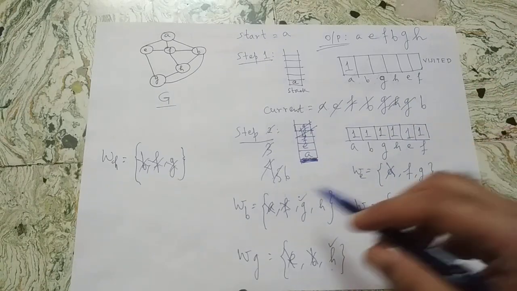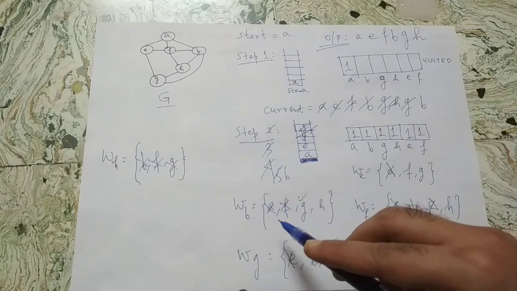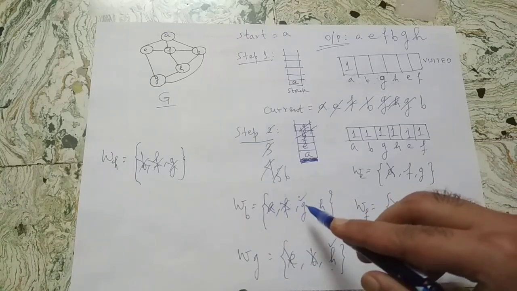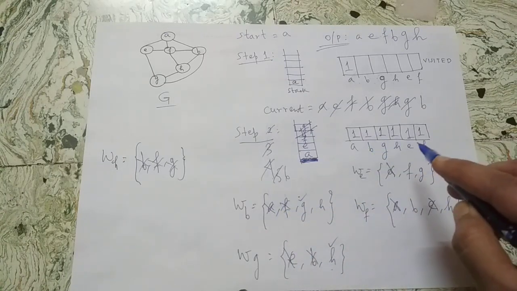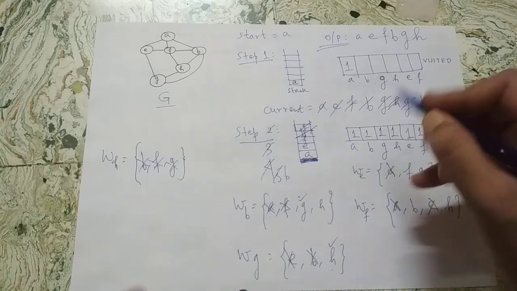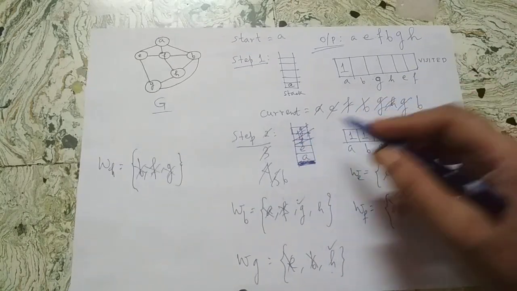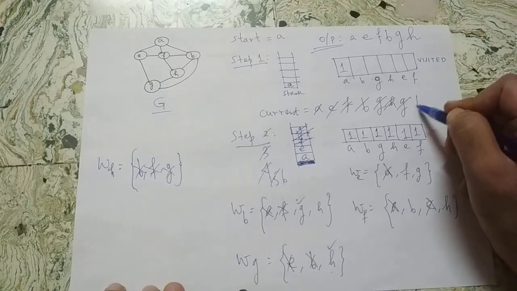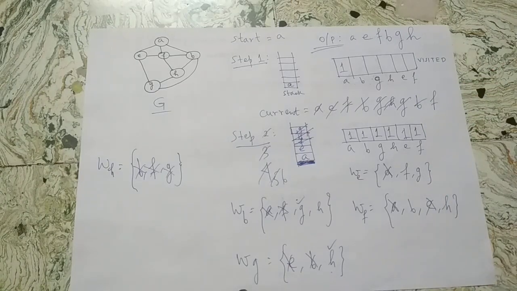Now you will look at the adjacent vertices of B. The adjacent vertices are A, F, G, and H. You can see that A, F, G, and H all have been visited, so there's nothing you can do. Again you will pop from the stack. Your topmost element was F, so you'll pop it and mark it as your current vertex.